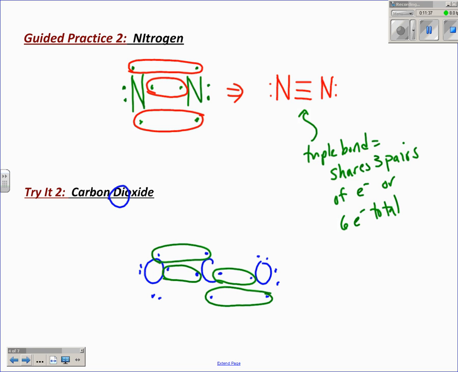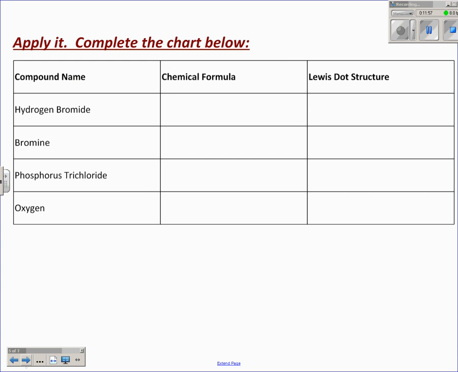Now if I look around the carbon, I have 2, 4, 6, 8 shared electrons, 4 shared pairs. And around oxygen, I have 2, 4, 6, 8 electrons and 2 shared pairs. So turn off the tape and see if you can do it yourself. When you turn it back on, you'll see the answers.